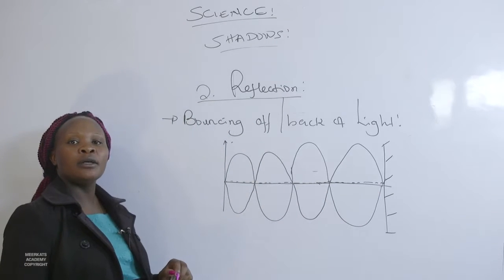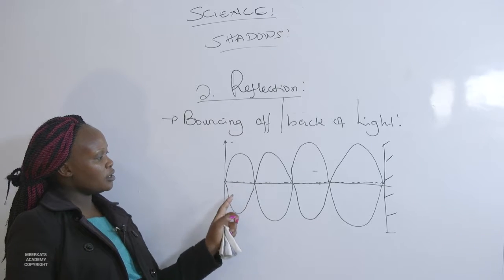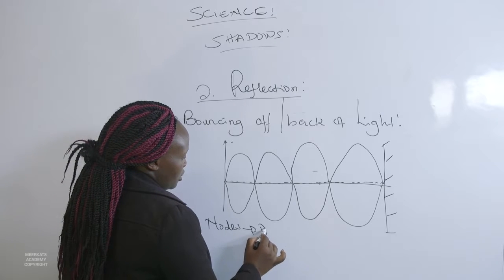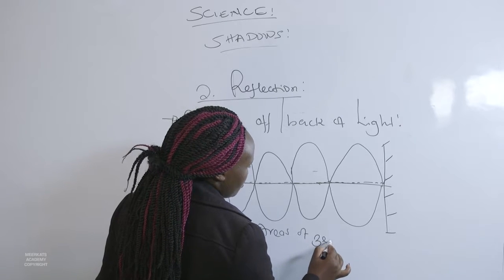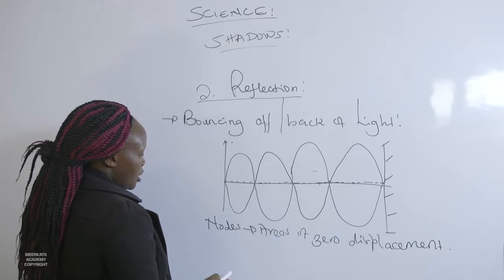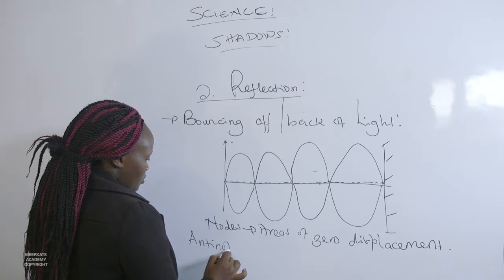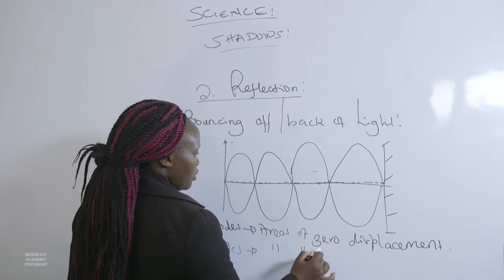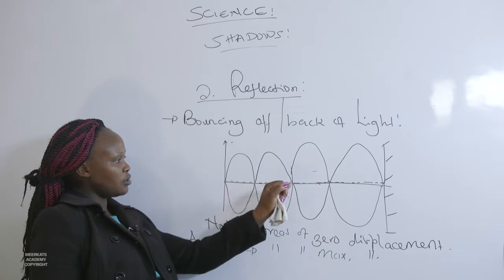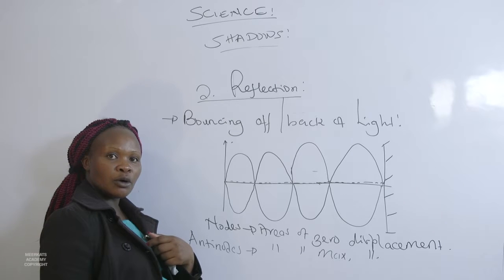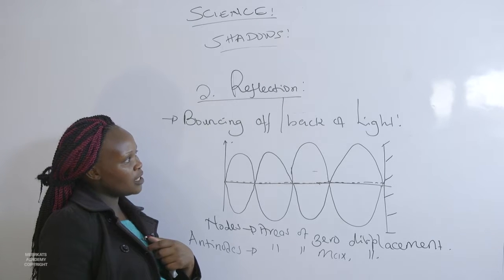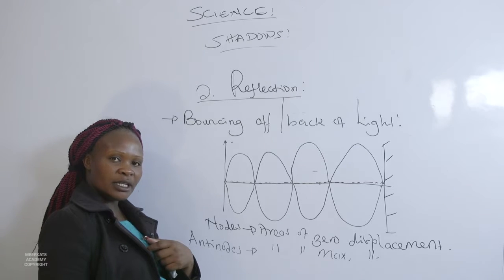And a stationary wave, again, we said is characterized by nodes and antinodes, where the nodes are areas of zero displacement, and antinodes are areas of maximum displacement. Now, when that happens, we claim that light has been reflected.